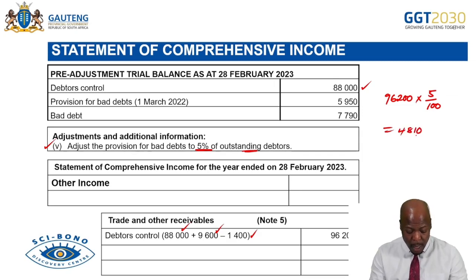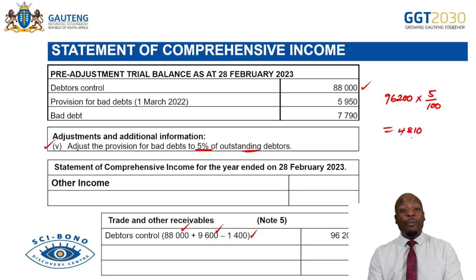4,810. All right. So that is my provision for bad debts. Once I have done that, you will find in your paper statements or prepositions that say "to", and maybe in the next class you will see something that says "by". Very important. Okay? You hear of "to" and "by". Once you are told to adjust the provision for bad debts "to" a figure, the figure that you get after calculating goes to the statement of financial position.